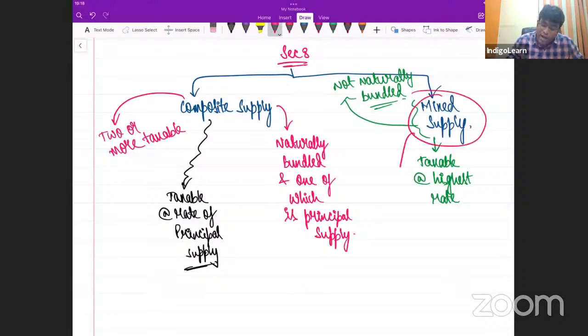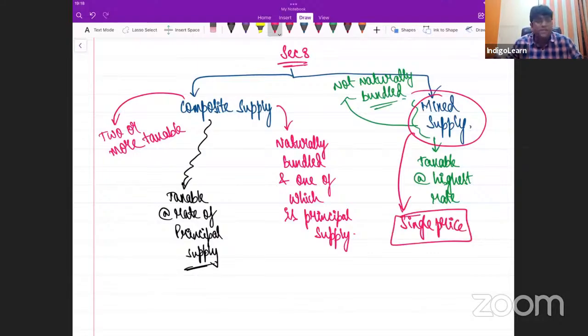But one point is that, in order to call it mixed supply, it should be sold for a single price. That's for sure. For example, when I told you about the dry fruit box, cashew, badam, pista, if the price is charged separately for cashew, separately for badam, separately for pista, then it is not composite and it is not mixed. Then we charge a separate rate of tax for each item. Because the condition in composite supply is that it should be naturally bundled and it should be two or more taxable supplies, and the condition in mixed supply is that it should be for a single price. That is the condition there.